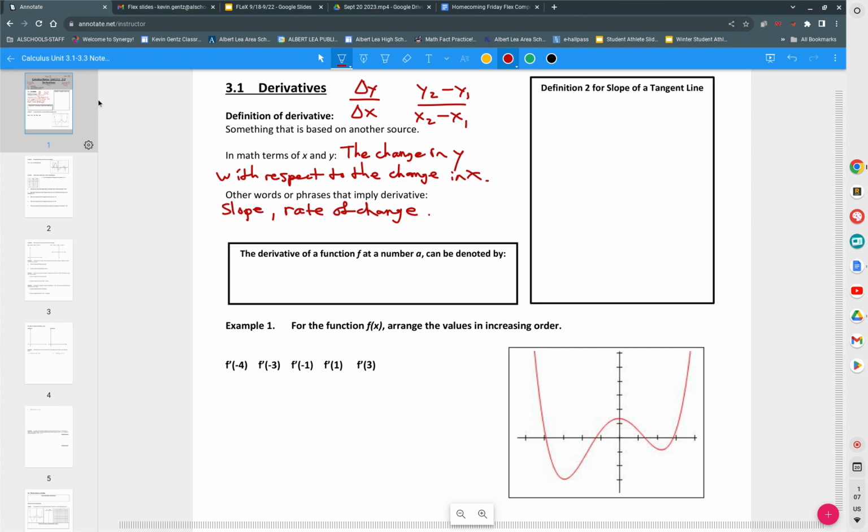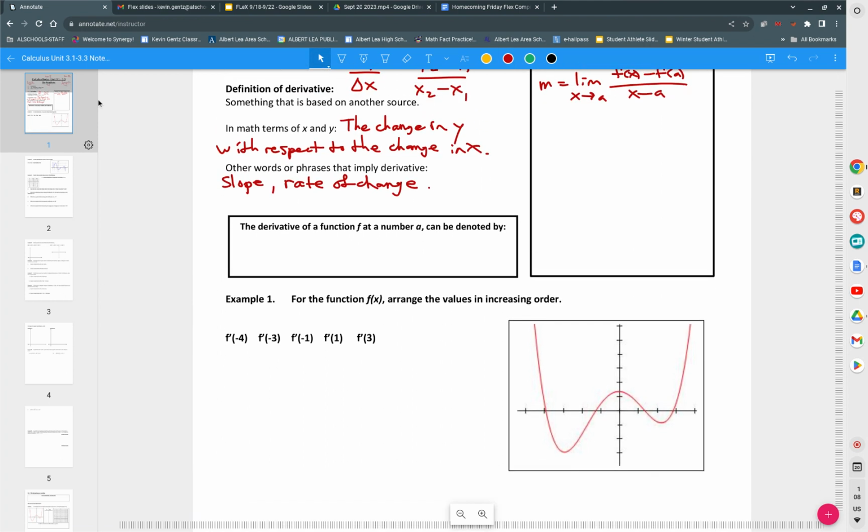And we come up with this other definition. If you remember, we had definition 1 for the slope of a tangent line. Slope was equal to the limit as x approaches a of f of x minus f of a over x minus a. So that's what we used to live with. We're going to change that definition to a derivative. The definition for a derivative will be slightly different, and it's going to look like this. This is cool.